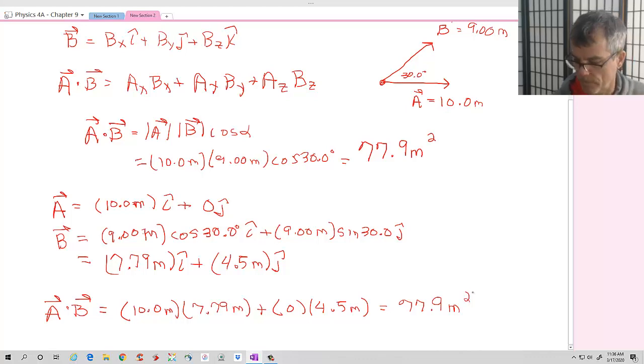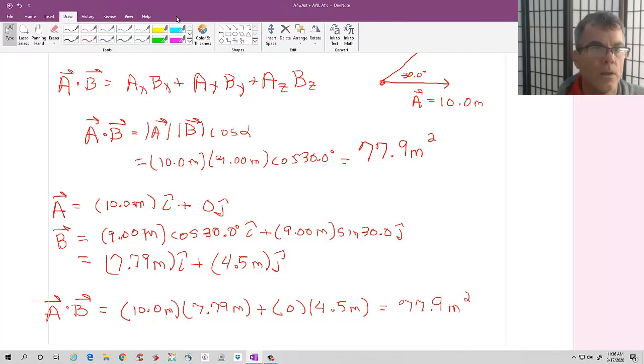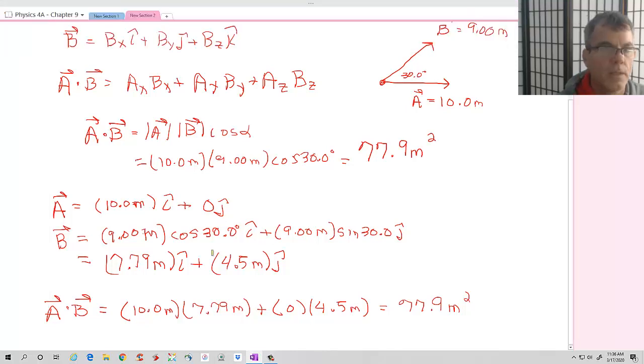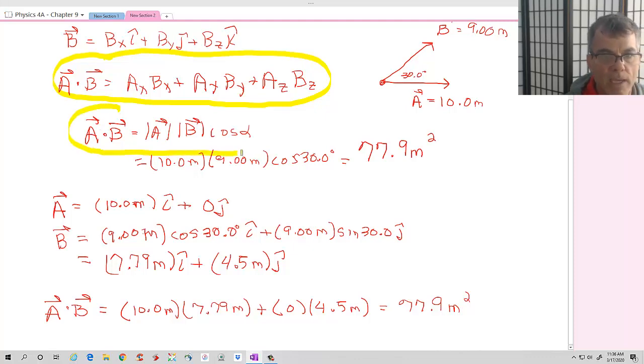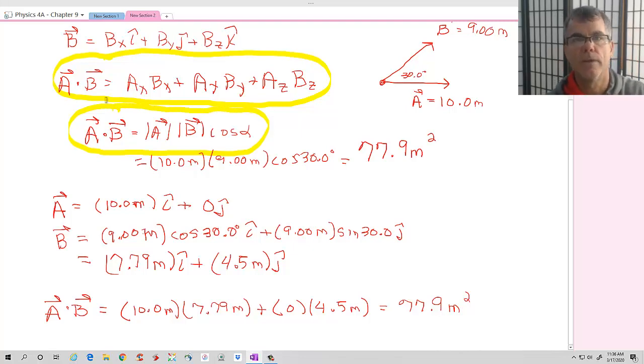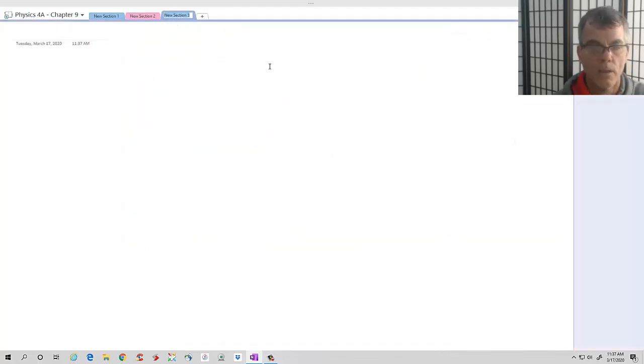It doesn't matter which you use to get the dot product of two vectors. If you have the x and y and z components, it's just AxBx plus AyBy plus AzBz. If instead you have the magnitudes of the vectors and the angle between them, then you can use the magnitude of A times the magnitude of B times the cosine of the angle between them. Why does this work out the same?